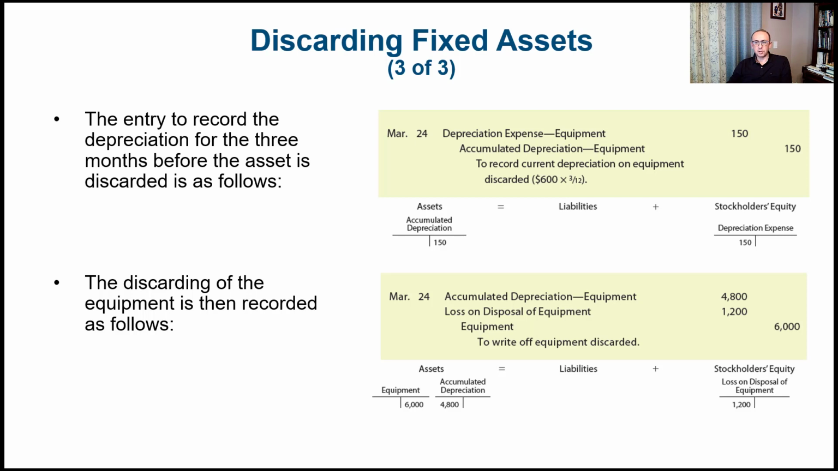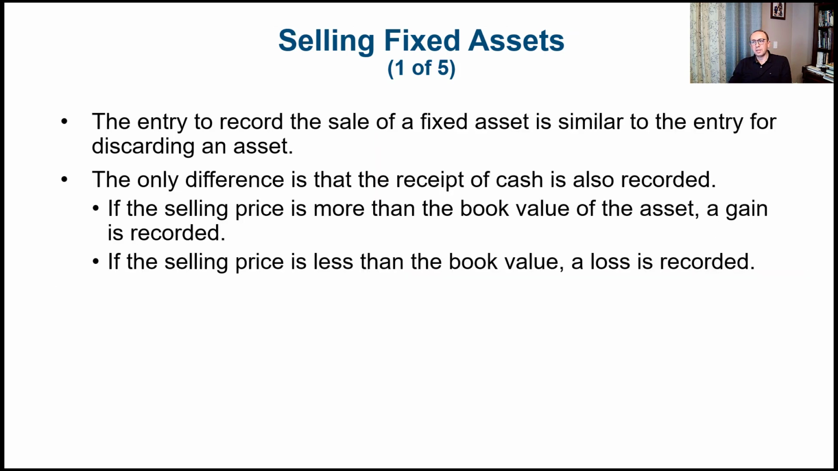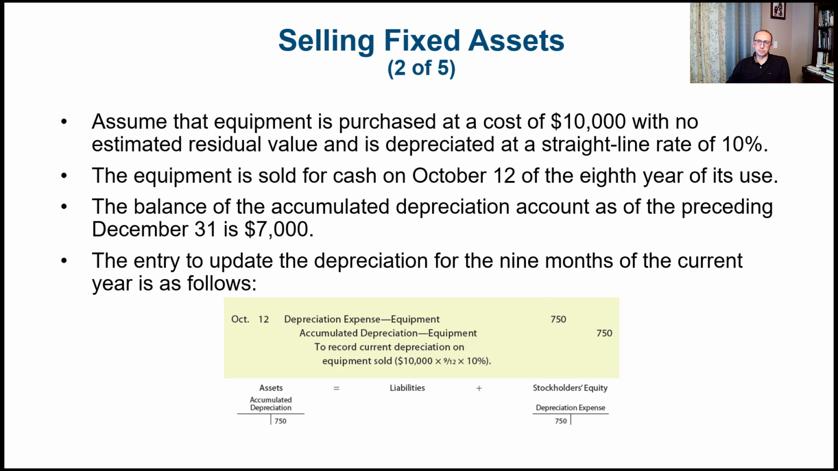In the second scenario, or the coming scenario, we're going to sell the fixed asset. In this case, there might be a gain or loss depending on whether we are selling this fixed asset above or below its net book value. So the entry to record the sale of a fixed asset is similar to the entry for discarding an asset. The only difference is that the receipt of cash is also recorded. So if the selling price is more than the book value of the asset, a gain is recorded. If the selling price is less than the book value, then we have a loss. So this is how simple it is.